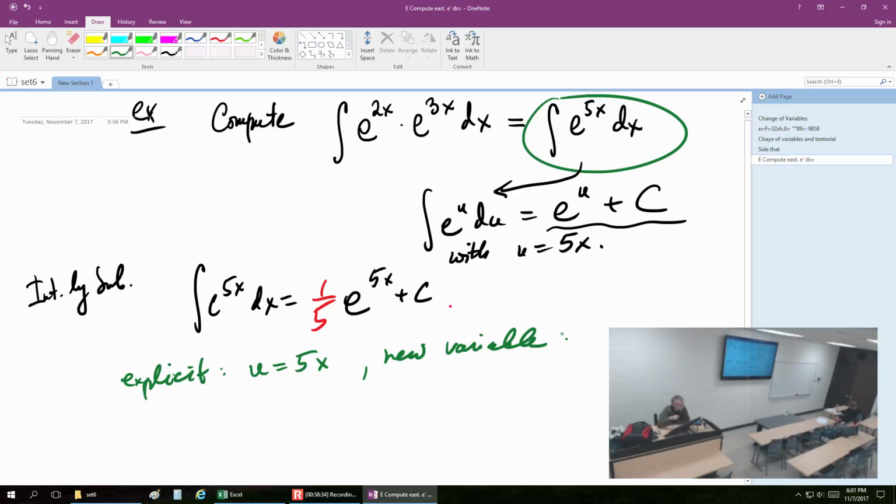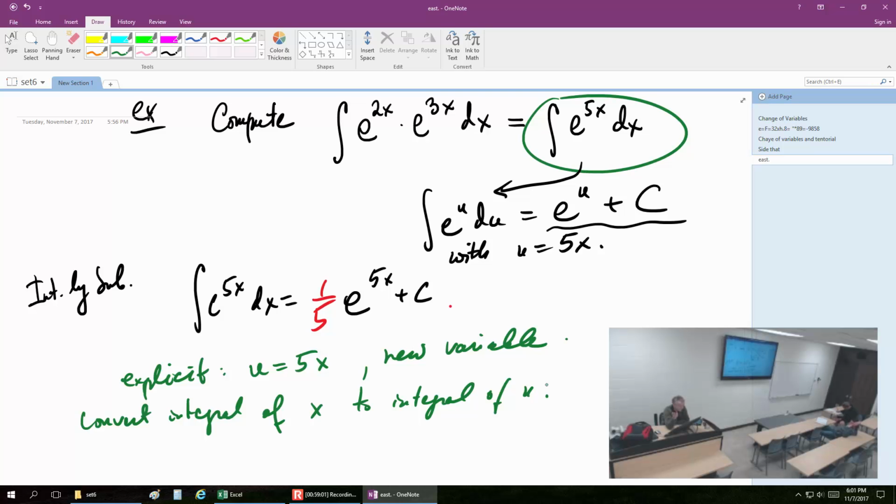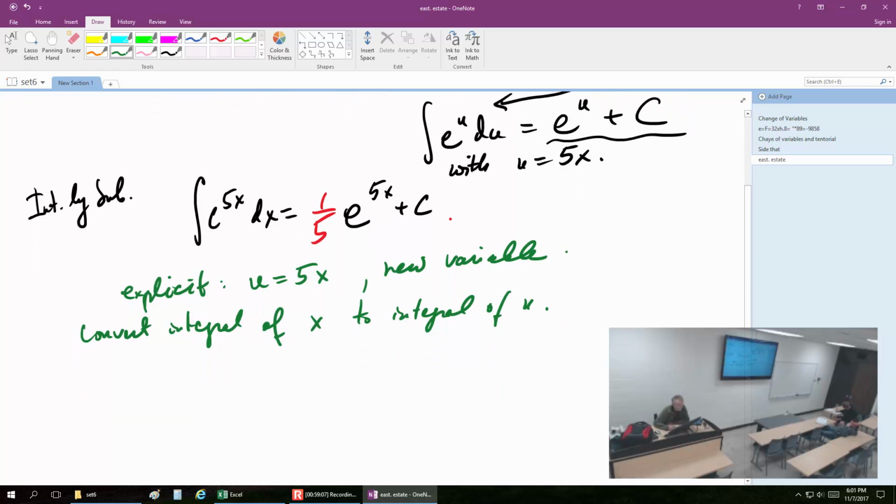Okay, and then what I do is I want to literally convert the integral in x to an integral in u. The hope is that the new integral will be simpler, and we have a good chance that it's going to happen. We just have to do it in a careful manner, because it's still about substitution, it's just not that simple.